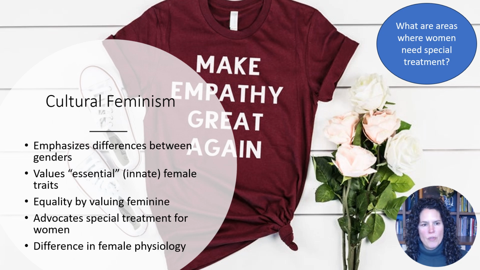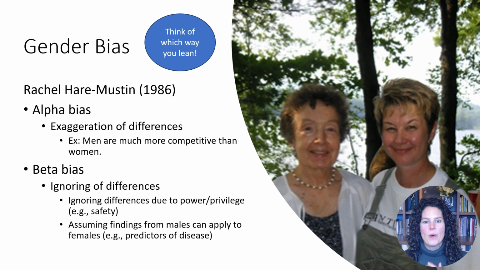And so cultural feminism also does lead into special treatment for women based on their different safety concerns, physical abilities, and physiological differences, with periods and breastfeeding and menopause. So you can see the value in the cultural feminist perspective as well. So what do we do about this? We've got liberal feminism focusing on similarities and cultural feminism focusing on differences. How do we balance it?